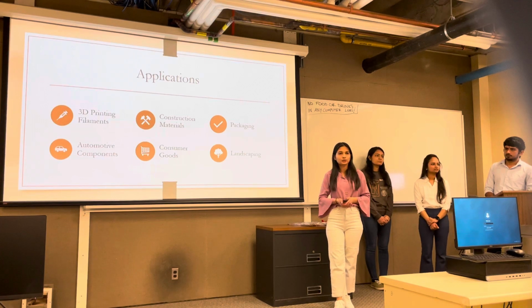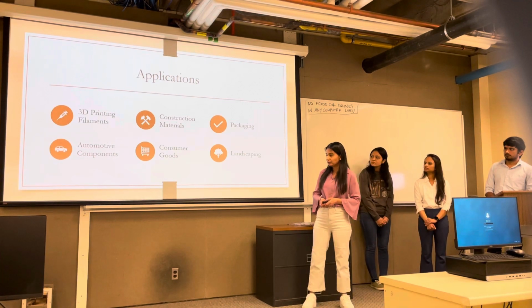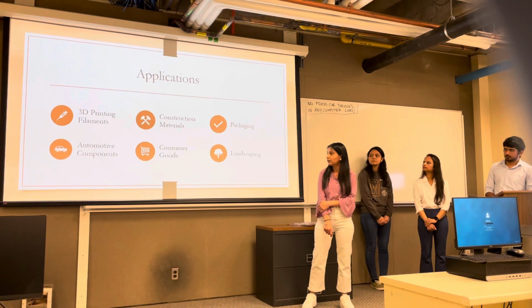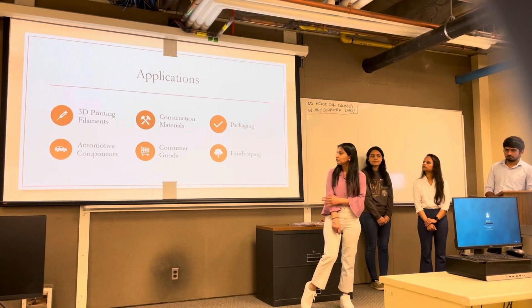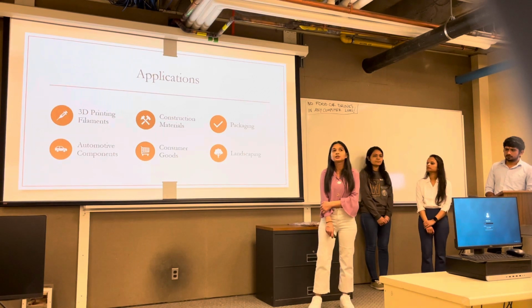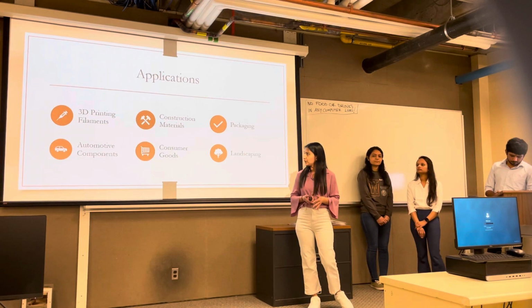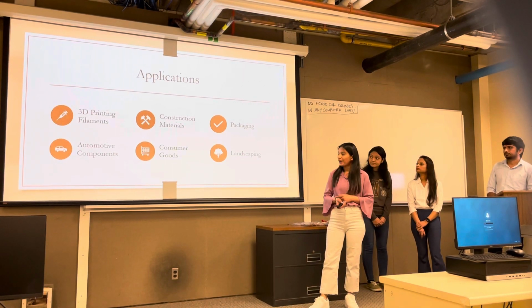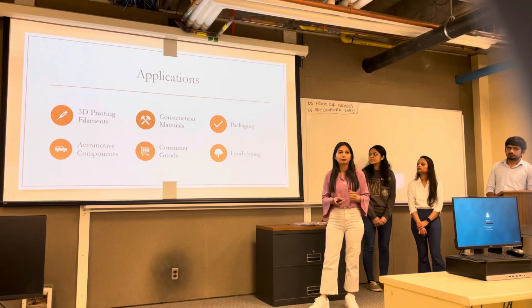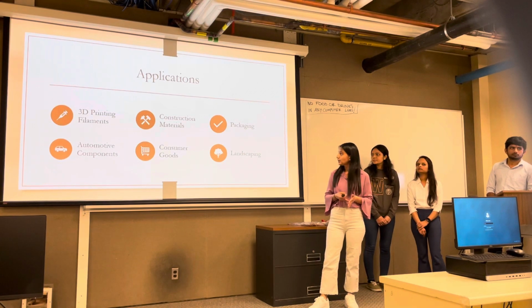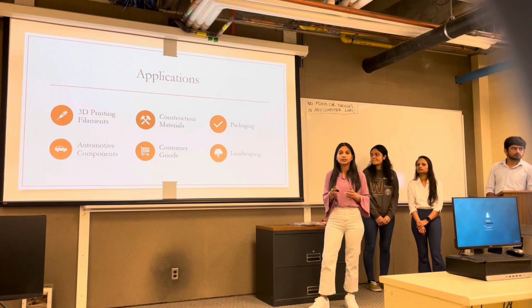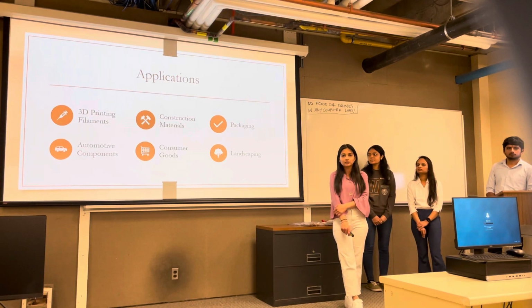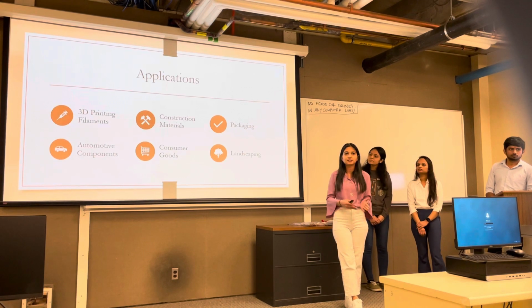For what can we use our composite? 3D printing filaments. We can use the composite to make sustainable 3D printing filaments that can be used for prototypes and everything, and construction materials, like wood panels and everything, and packaging. As we know, we are using plastic packaging products, like plastic containers, so this is an alternative. We can use our composite to make packaging products.